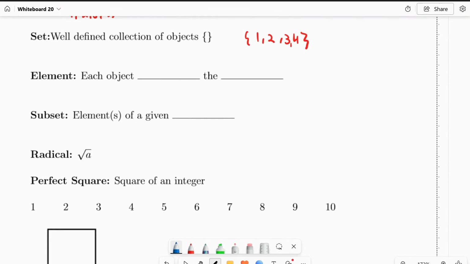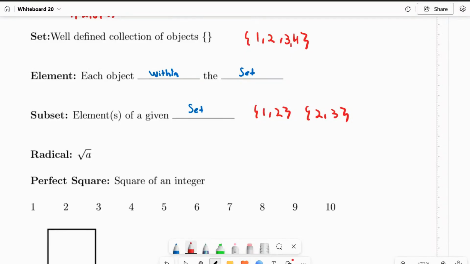An element is each object within the set. So in this case, 1, 2, 3, and 4 would all be elements. A subset is elements of a given set. So if I wanted to make subsets from my original set, I could take 1 and 2 and make those a subset. I could also take 2 and 3 and make those a subset. It's essentially just breaking up a set.